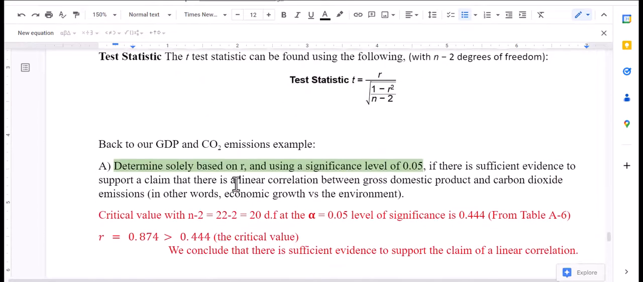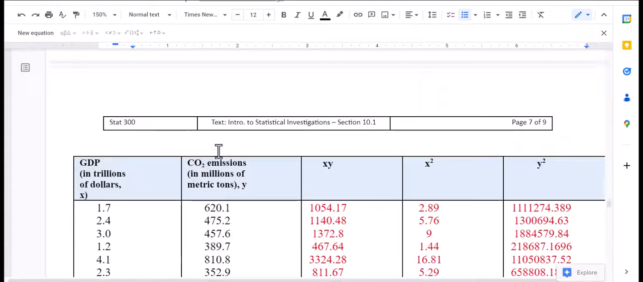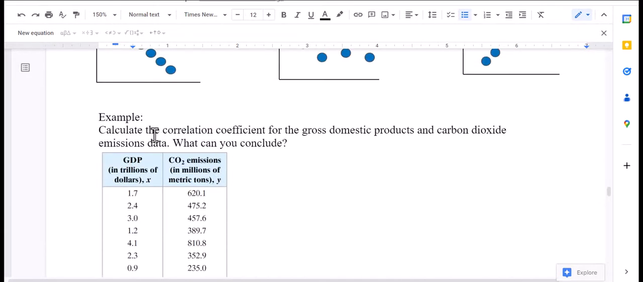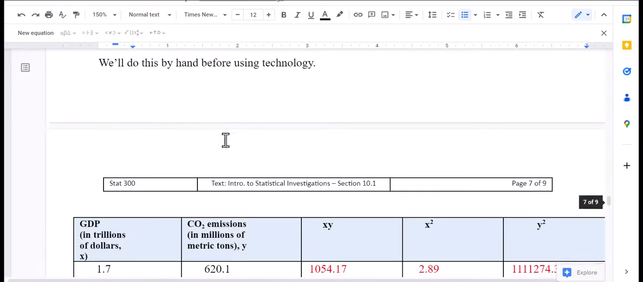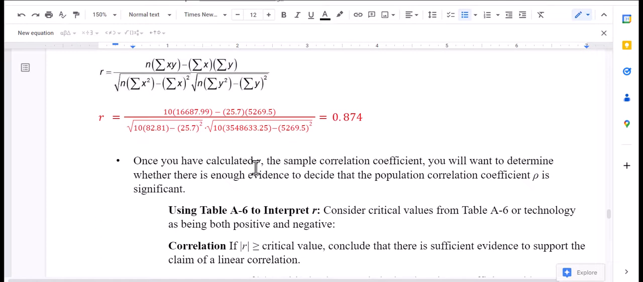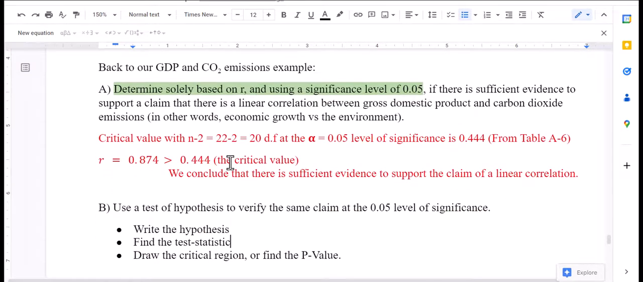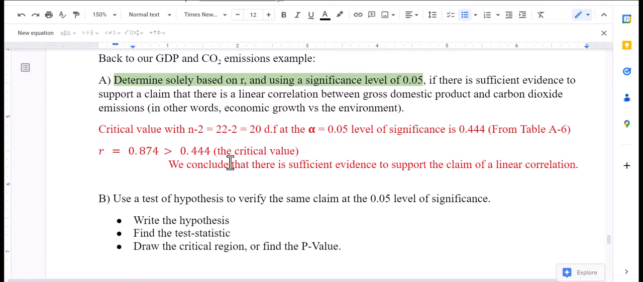So which hypotheses are we going to use? Let's look at the problem again. We wanted to calculate the correlation coefficient for the gross domestic product and carbon dioxide emissions data. What can you conclude? We're essentially just trying to see if there is a correlation, so we're going to use a two-tail test. Oftentimes when it's not specific, you want to be able to see it here: claim that there is a linear correlation between the gross domestic product. So that is a two-tailed test.